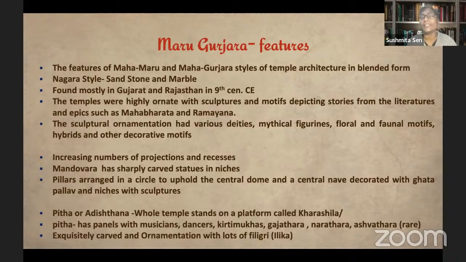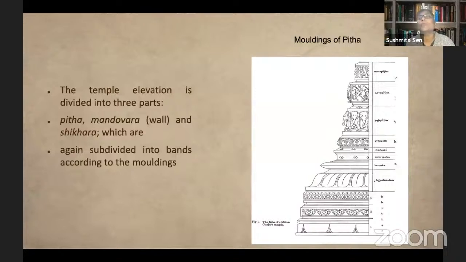And pillars were arranged in a circle to uphold the central dome, and it formed a central nave, which was decorated with Ghata, Pallava, niches and sculptures. And the Pitha, which is the platform, also had beautiful panels of musicians, dancers, kirtimukhas, gajathara, narathara, ashvathara, which is very rare though, but it was exquisitely carved with ornamentation and lots of filigree, ilaka. So this is the moldings of the Pitha.